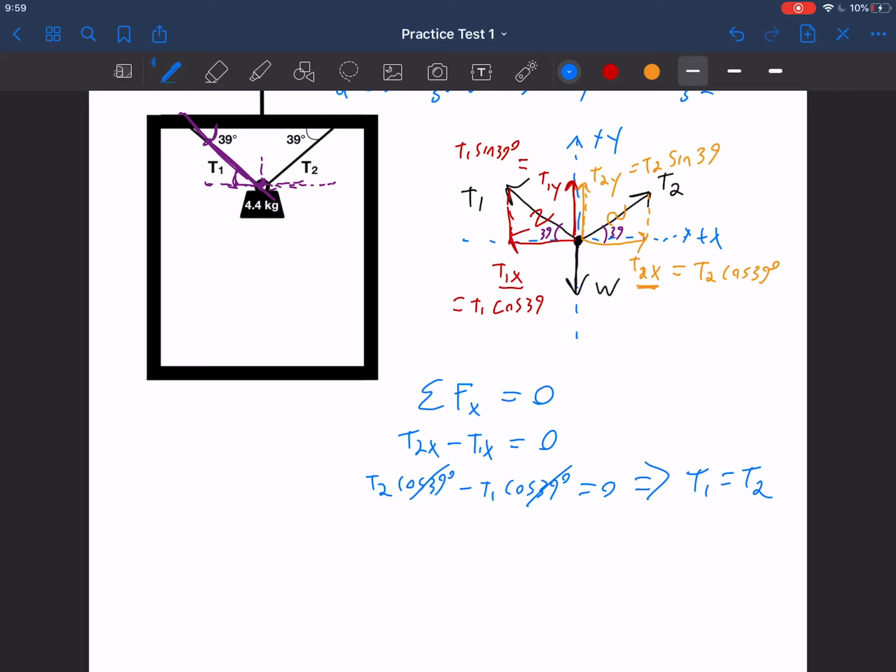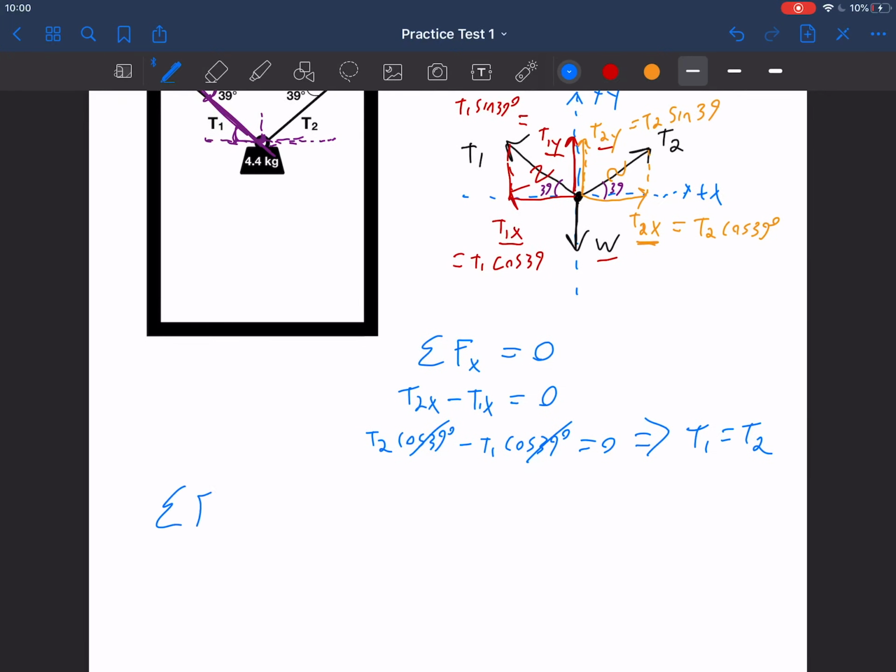Okay, now in the y direction, we need to recognize that this mass is accelerating upwards, right? The elevator is accelerating upwards, which means this mass must be accelerating upwards. So in the y direction, we have to use F equals ma. We have acceleration. It must be the case that T1y plus T2y be bigger than the weight in order that we have a net force in the y direction and this mass accelerates upwards. So let's write that down. We know that the sum of the forces in y is not equal to 0. It has to be equal to mass times acceleration.